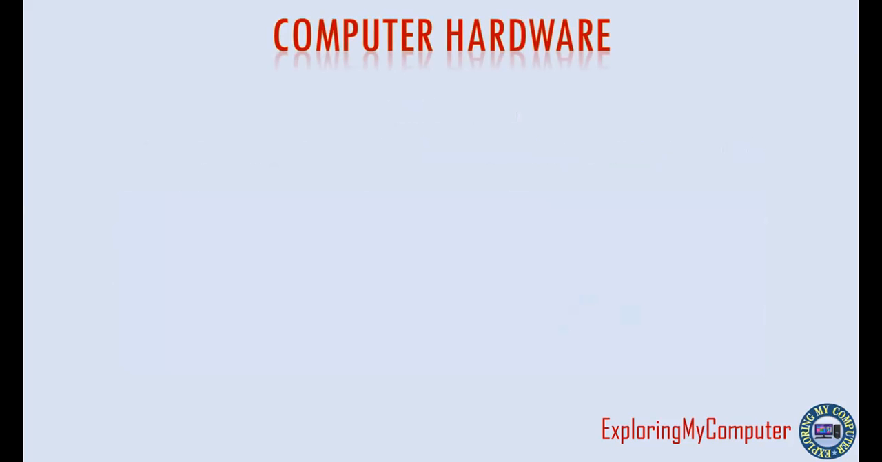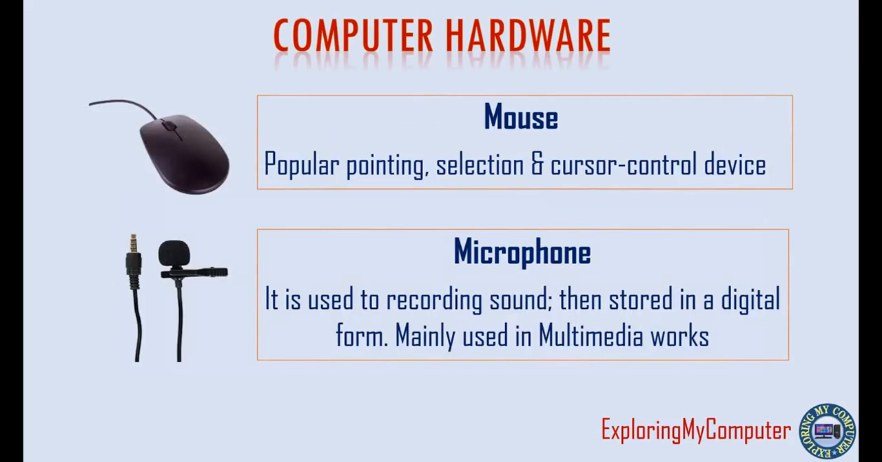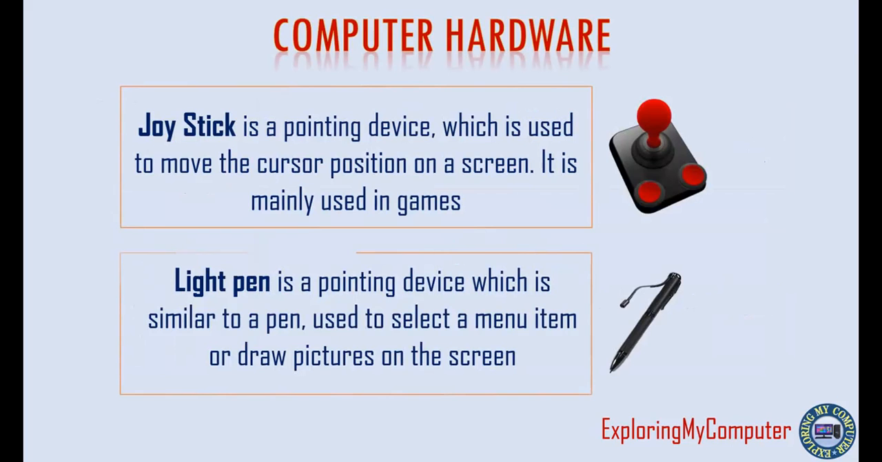Mouse. Popular pointing, selection and cursor control device. Microphone. It is used for recording sound, which is then stored in digital form. Mainly used in multimedia works. Joystick is also a pointing device, which is used to move the cursor position on a screen. It is mainly used in games. Light pen is a pointing device similar to a pen, used to select a menu item or draw pictures on the screen.